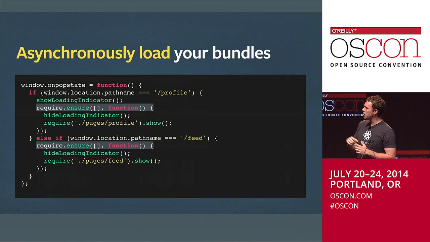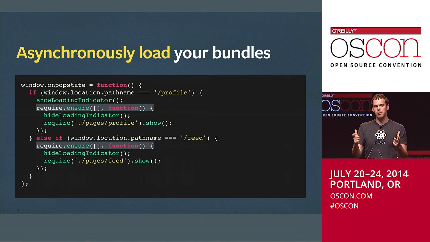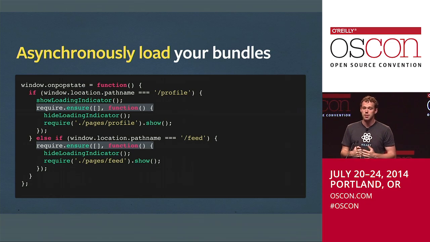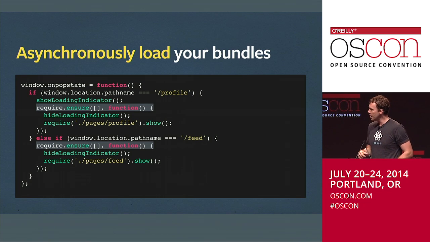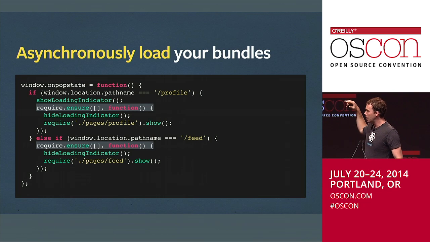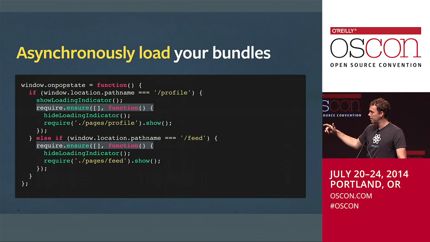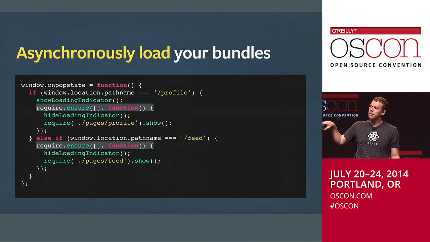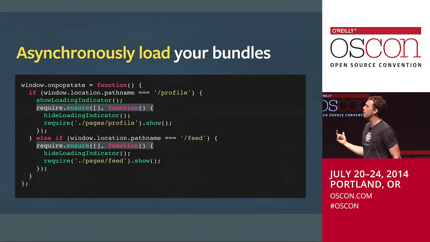So what this code is doing is, rather than calling a synchronous require, which is how you normally express dependencies in CommonJS modules, there's an asynchronous version. And what this says is, hey, module system, when we get the profile URL, try to go fetch the profile bundle. And when it's ready, I'm going to hide the loading indicator, and then I'm going to render the profile. And the same with the feed as well. And then if the user bounces from the profile to the feed and back to the profile, those modules will already be cached, and these will execute synchronously.